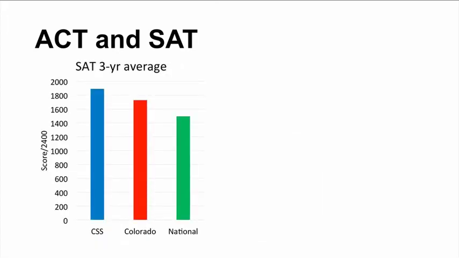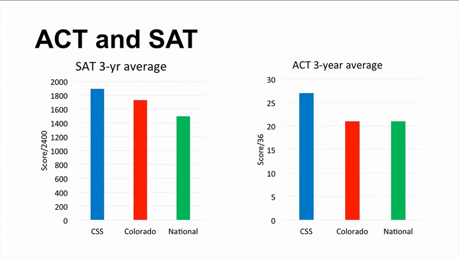So our SAT, the blue is a CSS average over the last 3 years. It's about the same whether you take the last 3 up to the last 6 years. Colorado average a little bit lower, national average lower yet. On the ACT, which is the test of strength for the majority of our students, about 80% of our students take the ACT on an average year. You can see we're about 27 compared to the Colorado and national averages of about 21. It's a pretty big jump.